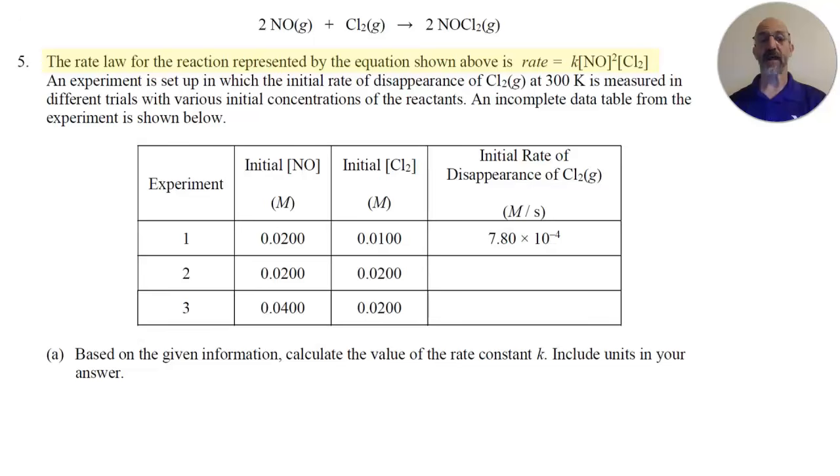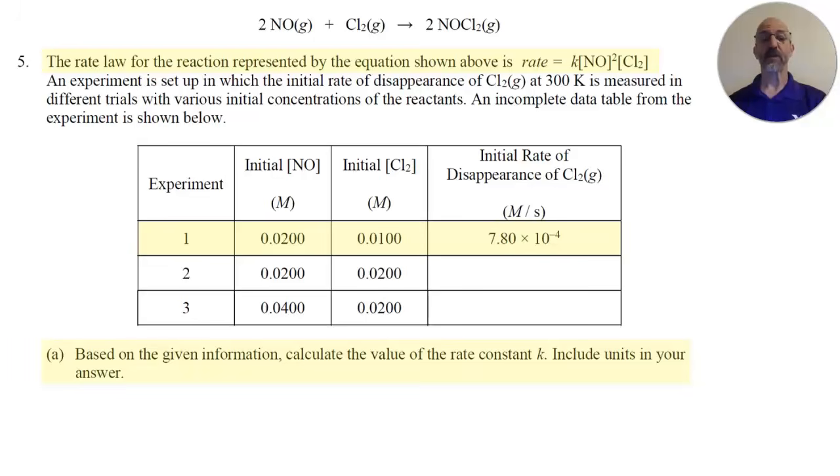Now, the question goes on to say that an experiment is set up in which the initial rate of disappearance of chlorine at 300 Kelvin is measured in different trials with various initial concentrations of the reactants. An incomplete data table from the experiment is shown below. So we can see that it's only in experiment 1 that we actually have a value for the initial rate of disappearance of chlorine. And in part A of this question, it says, based on the given information, calculate the value of the rate constant K, include units in your answer.